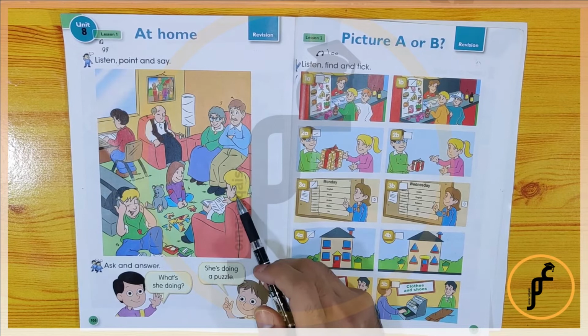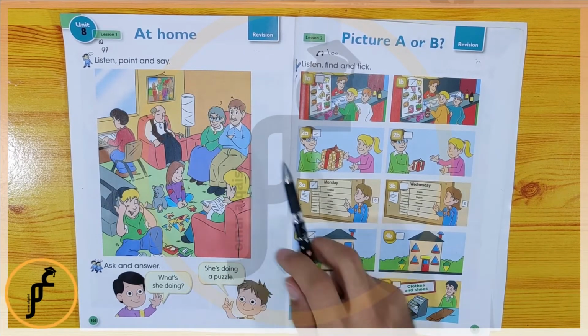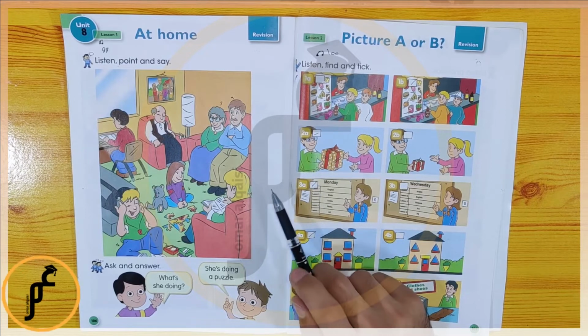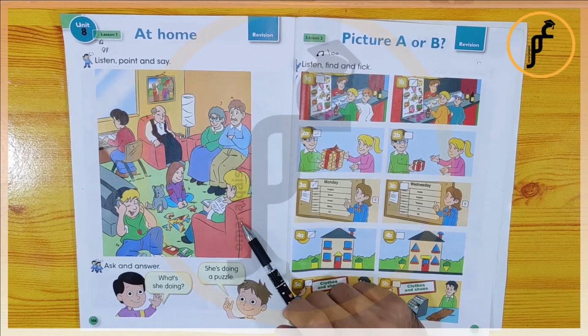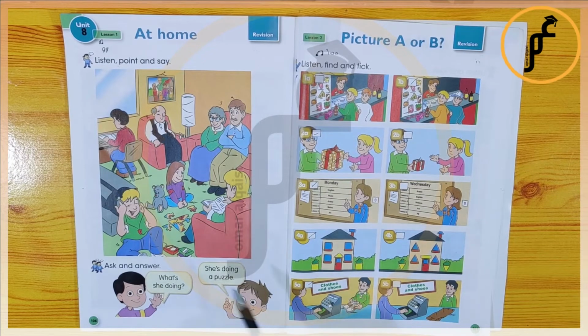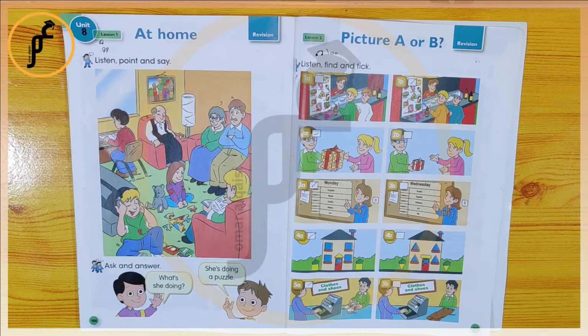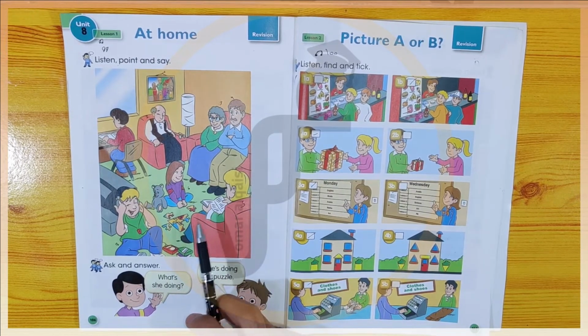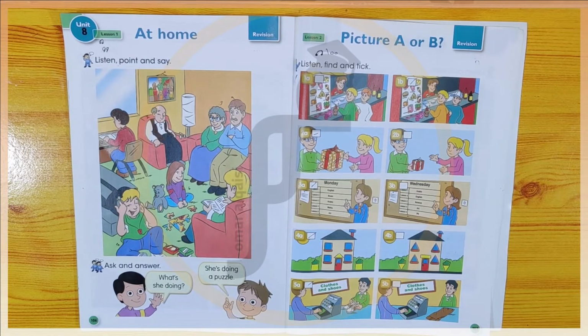My aunt, my mother's sister, is sitting in the chair next to me. She is reading a book.